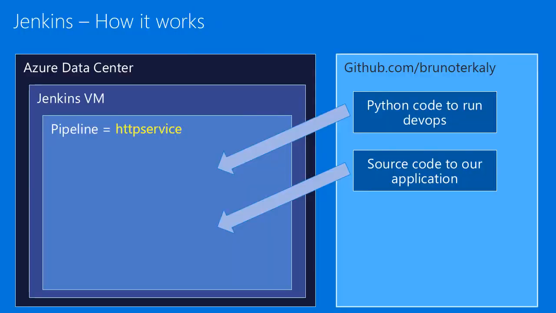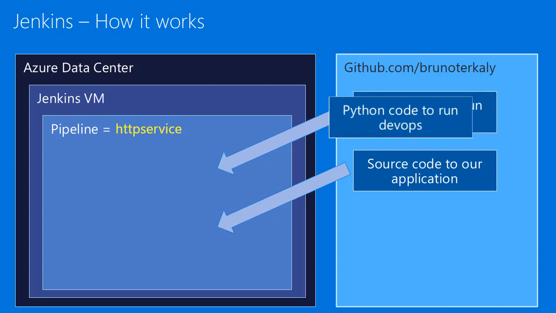Now, real quickly, let's take a look at what's happening. So in the Azure Data Center, we've provisioned a Jenkins VM. And let's say that within Jenkins, we define this new pipeline, and we call it HTTP service. You can call it whatever you want. Now, also in GitHub, notice that the developers checked in their code, and we've already, as DevOps engineers, written a bunch of Python code that's also sitting up there in GitHub.